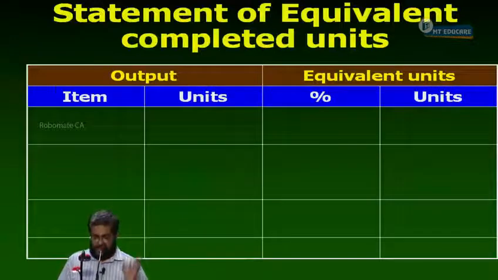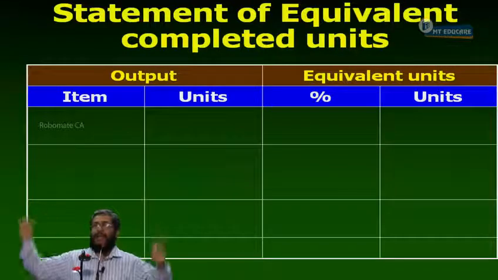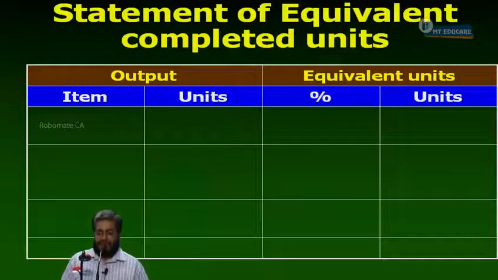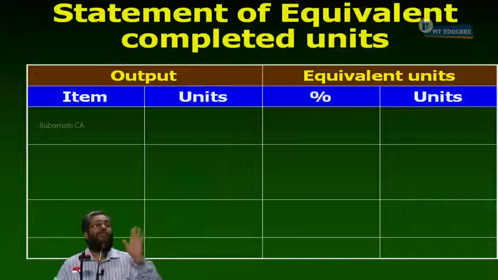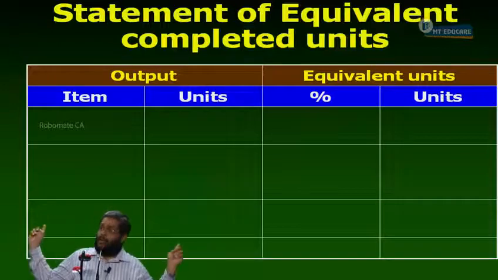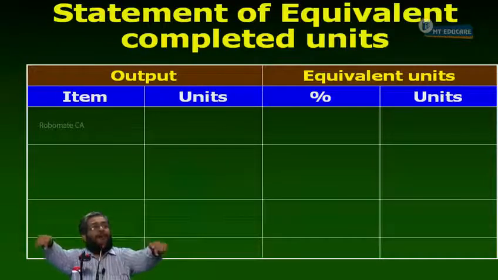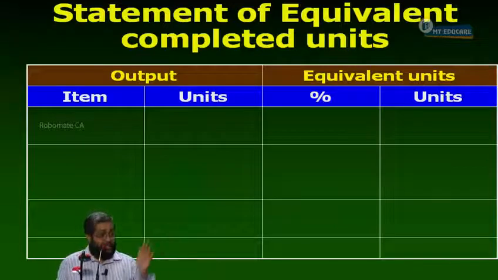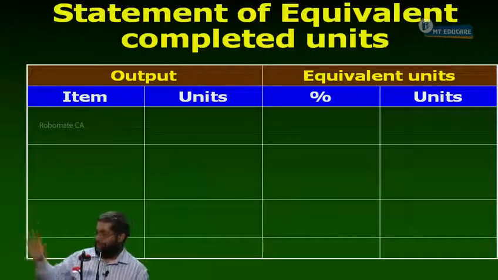First, this year I have produced how many completed units? 6,80,000 completed units. In the 6,80,000, there are two varieties: opening work in progress, continued and completed this year, and units started this year itself and completed this year. Two items are there or not? Respond, yes or no? Now, I have completed 6,80,000 units this year.